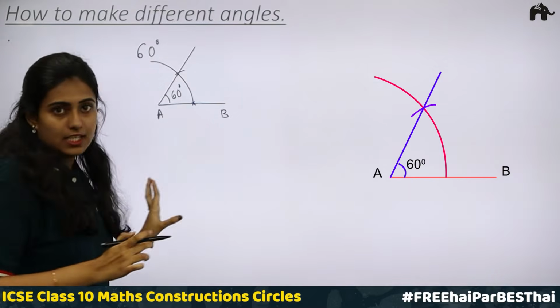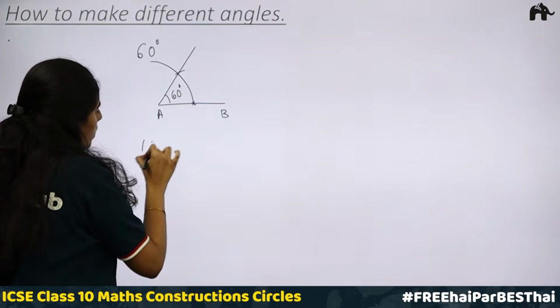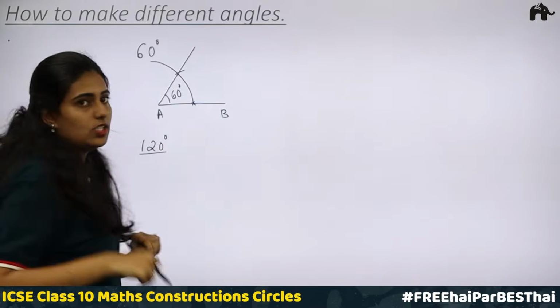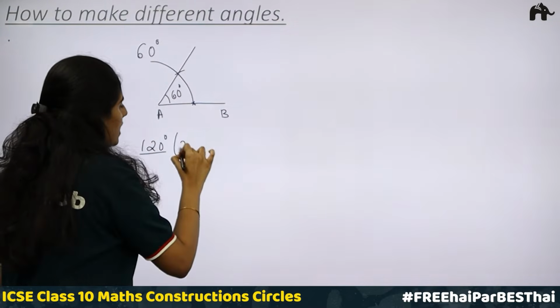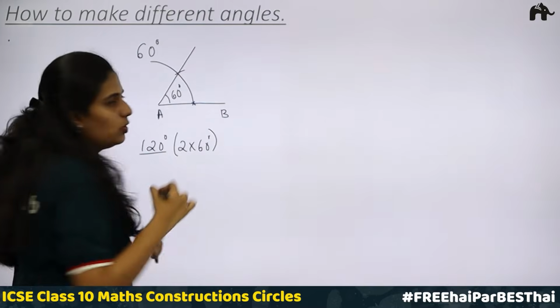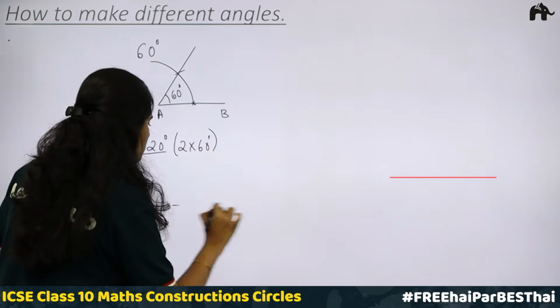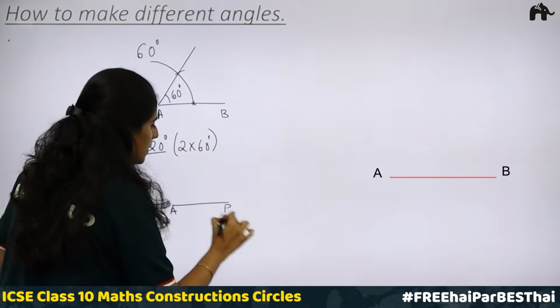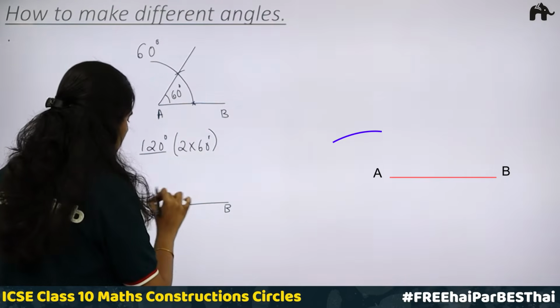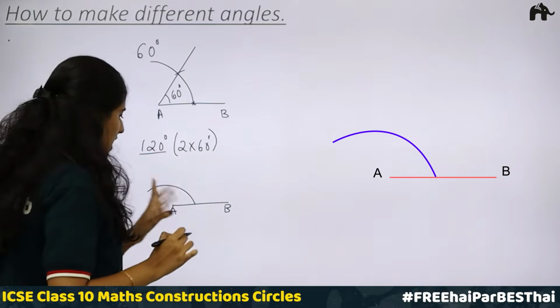Related to 60 degrees, we are going to construct some other angles. Here you got 60 degrees. Now, to get 120 degrees, what can be done? What is 120 degrees? 2 times 60 degrees is 120 degrees. First, we will draw 60 degrees. How to draw 60 degrees? Line segment AB. Draw an arc of some measure with A as center.